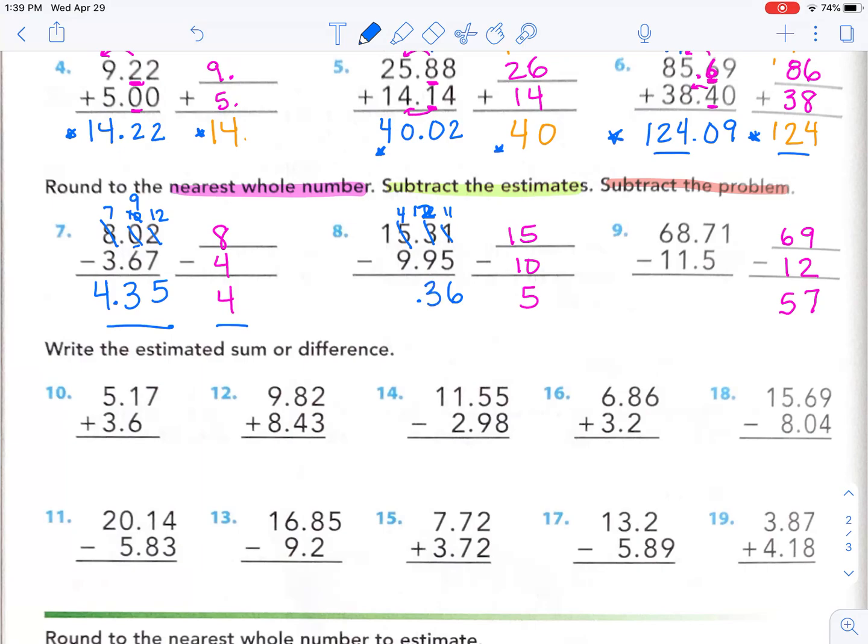9, 10, 11, 12 is 3. Can't borrow. 4 minus 9, I can't do it. So I have to borrow from the 1. That becomes 14. 14 minus 9 is 5. Woo! This should be fresh in your brain, boys and girls. At least it should come back. Are we pretty close? Yeah. Our real answer is very close to our estimate.